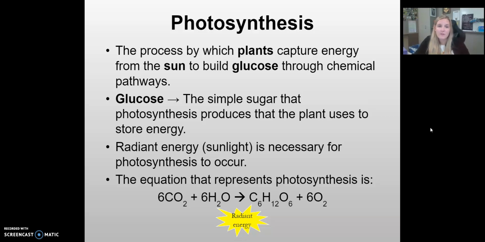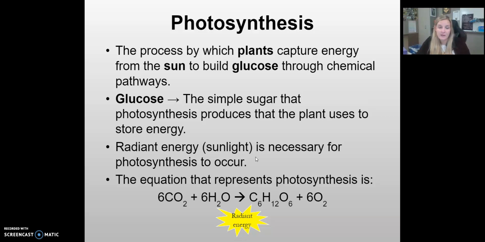So first, photosynthesis is the process by which plants capture energy from the sun to build glucose through chemical pathways. Plants take the energy from the sun and convert it into food for themselves, which is in the form of glucose. Glucose is a simple sugar that photosynthesis produces that the plant uses to store energy. So that's a form of stored energy. And the radiant energy from the sun is necessary for photosynthesis to occur.